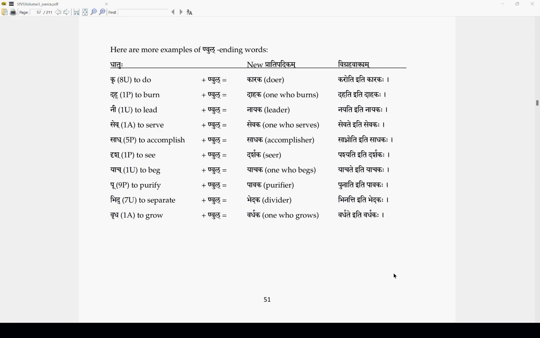And palayati iti palakaha, protects, palaka. Sthapa, sthapakaha. Here it is using the hetumati, that is प्रेरणार्थक स्थापयति, स्थादतु not tishtha, स्थापकः, one who establishes or puts something. स्थापकः.